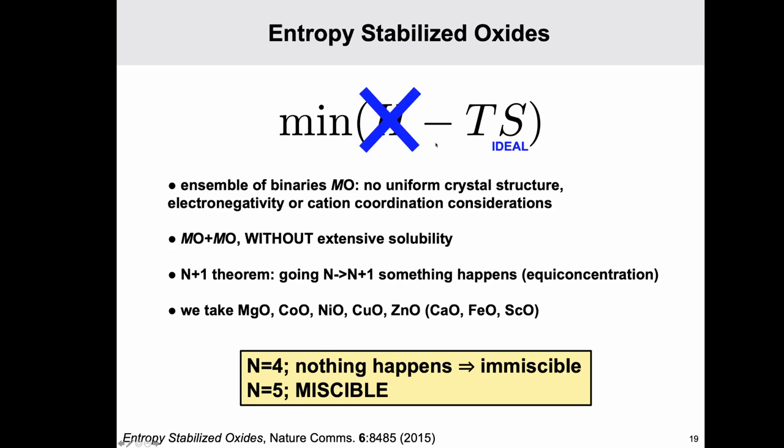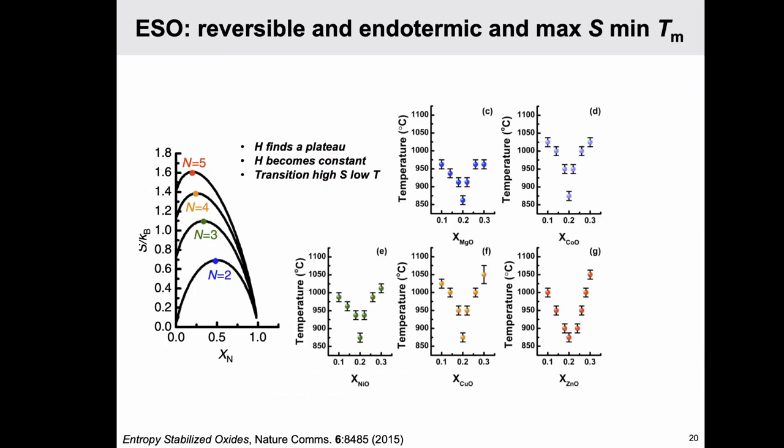And this is the test that JP and I did. We went off stoichiometry, right? Look here. This is the composition of MgO. We change the composition of one of the five, and we put the other four at equicomposition. So here we go 0.1 MgO, and the others are 0.9 divided by 4. So you see that at equicomposition, where I have the maximum entropy, the transition temperature is smaller, right?